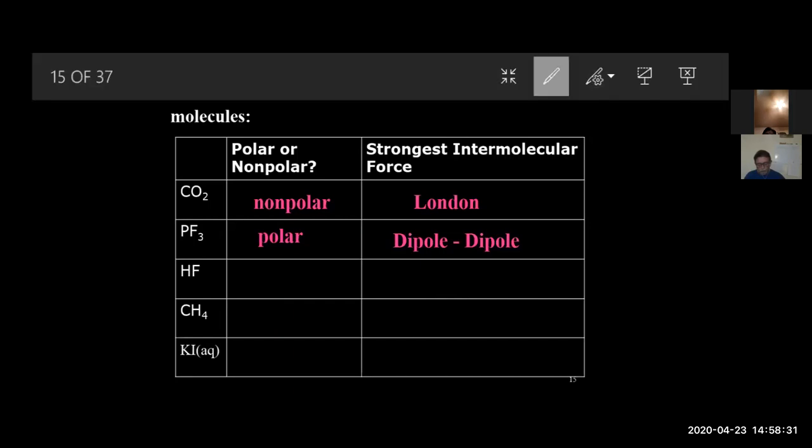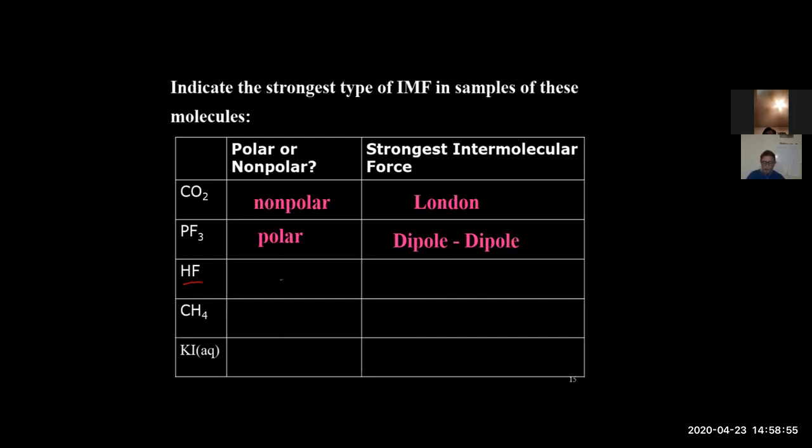Okay, second one here, hydrofluoric acid. Polar compound, just like HCl. You might think, okay, dipole-dipole, hydrogen bonding, right? Well, look at it. You got hydrogen bonded to fluorine. That should tell you right away, hydrogen bonding. So we got a polar species, hydrogen bonding, because we have hydrogen bonded to fluorine, which is one of the 3 atoms.